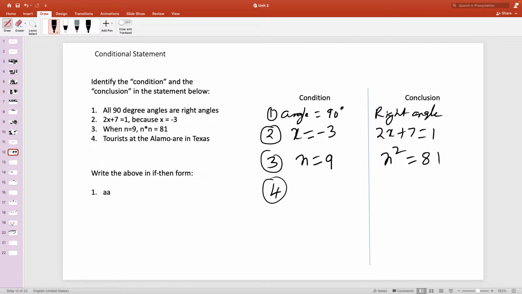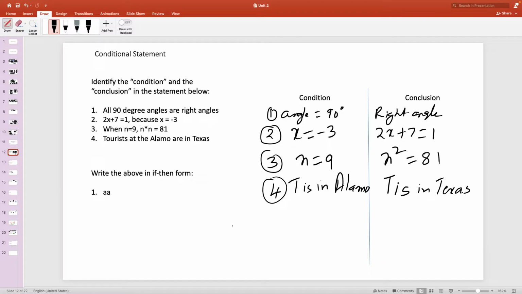Fourth, let's look at this one. Tourists at the Alamo are in Texas, right? So here the condition is a tourist T is in the Alamo. If this condition is satisfied, then obviously since the Alamo is in Texas, the tourist is in Texas. So that's the conclusion, right? Now we want to write this in the if-then form.